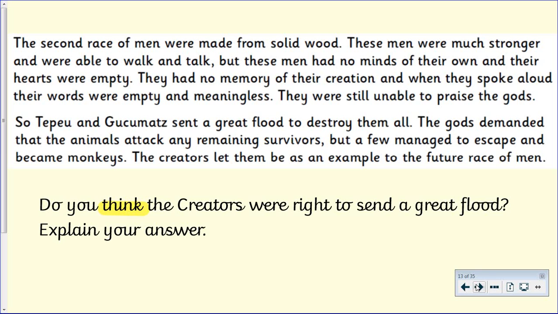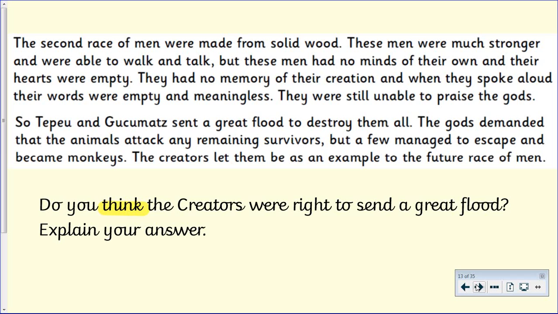So remember that Tipu and Gukamat are trying to make a race of men that will worship them. So this is their second attempt. At the first attempt, the men were made of clay and they just crumbled apart. And these men made of wood are just a bit too strong but don't really understand anything, and their hearts are empty. So Tipu and Gukamat sent a great flood to destroy them all.